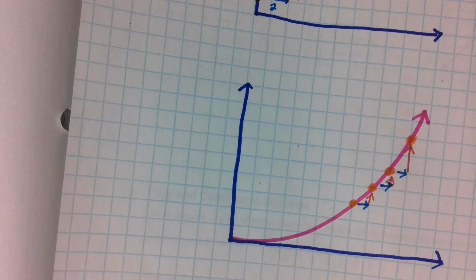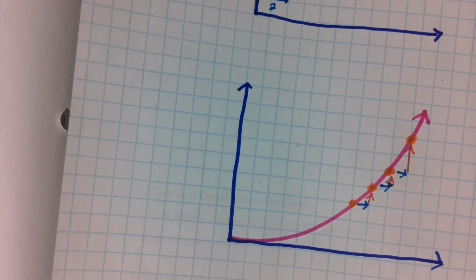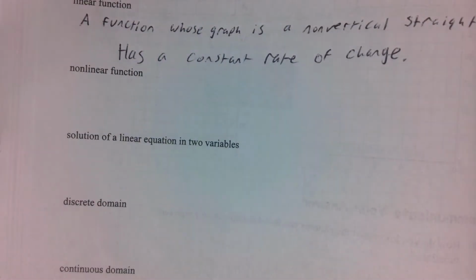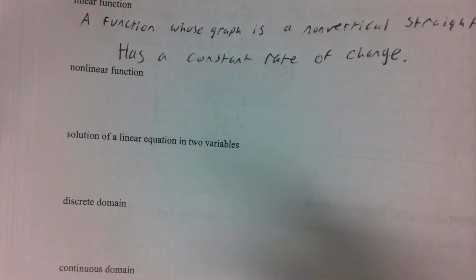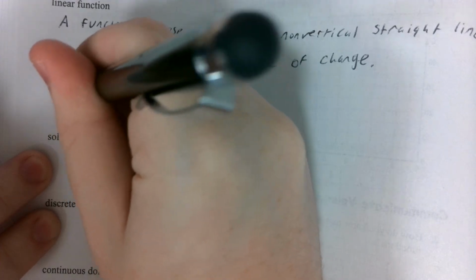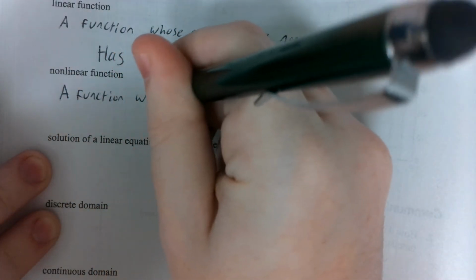So those are the aspects of a linear function. There is just one more definition we're going to talk about before we do a couple of examples, and then we'll go back to the definitions in a little bit. But that is a nonlinear function. Well, if a linear function is a function whose graph is a non-vertical straight line, a nonlinear function is a function whose graph is not a non-vertical straight line.